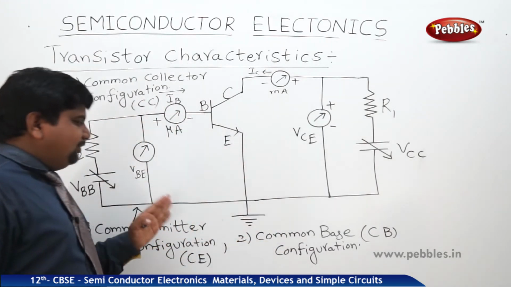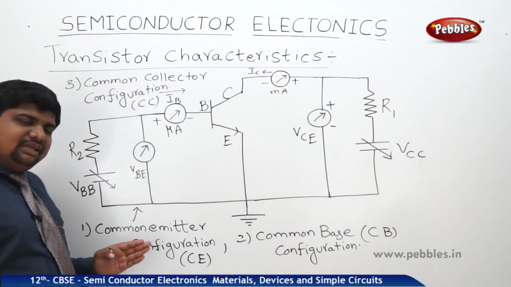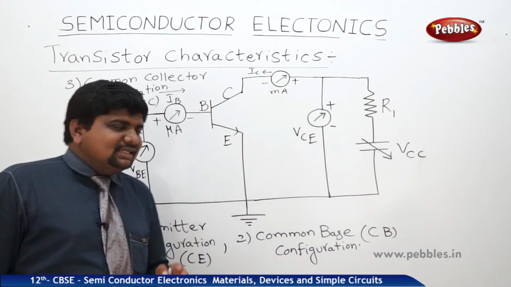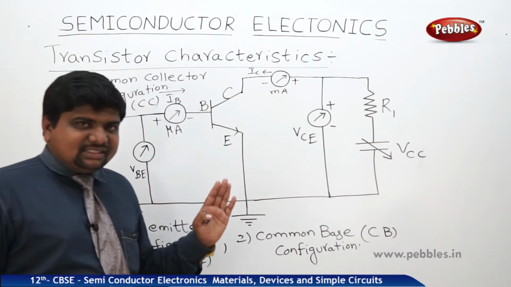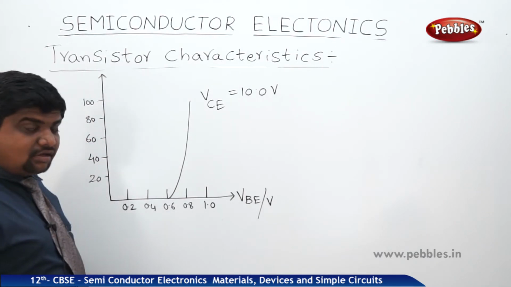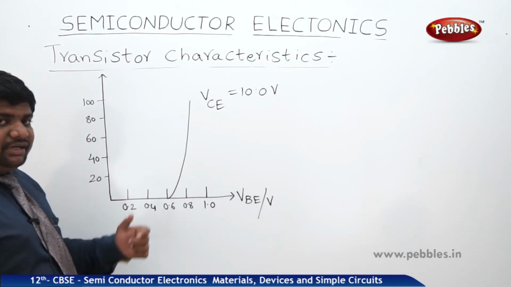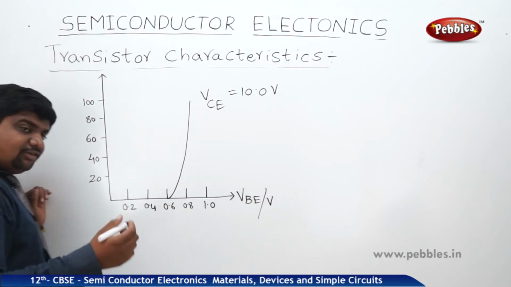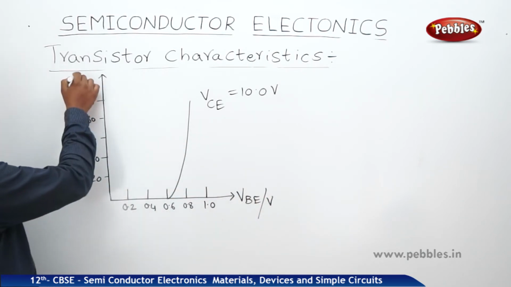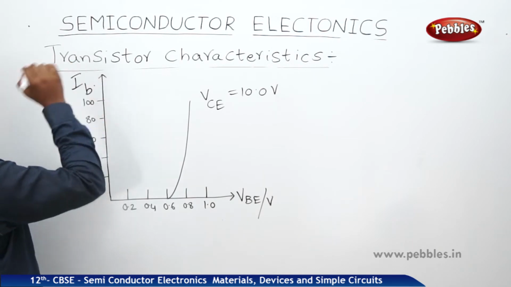So if you draw the graph between the characteristics of this common emitter configuration, the graph will be like this. Now we'll see the output characteristics of this common emitter configuration. Yes, we have drawn a graph between VBE versus IB, base current.